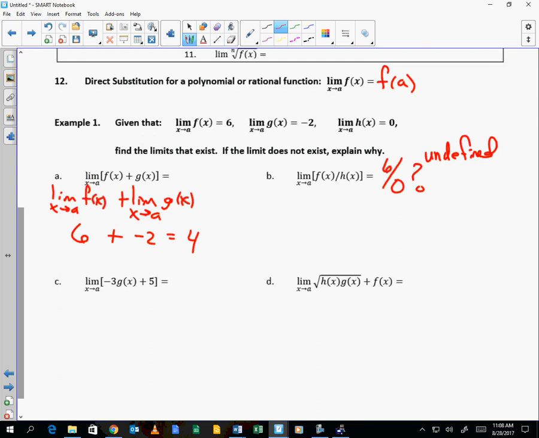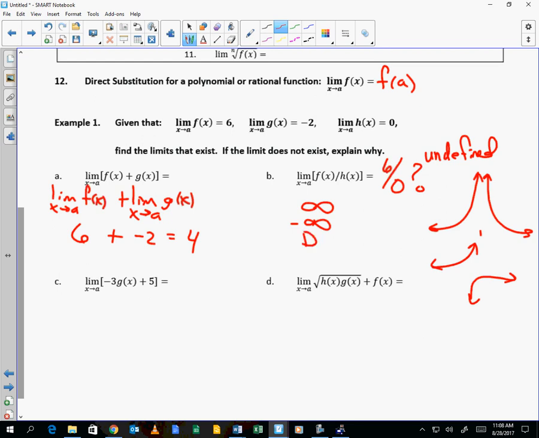Because would you agree that in this situation the function is undefined right there? Yet what's the limit? Infinity. So sometimes you're going to get positive infinity, sometimes you get negative infinity. Would you agree that in this situation as well, it's undefined right here? Is there a limit?